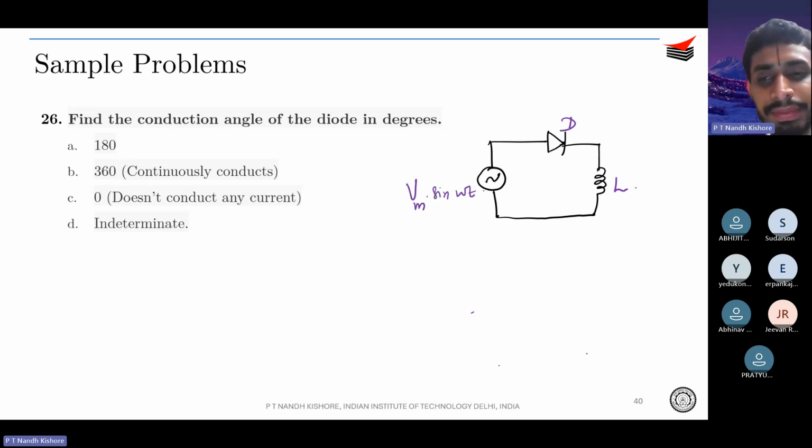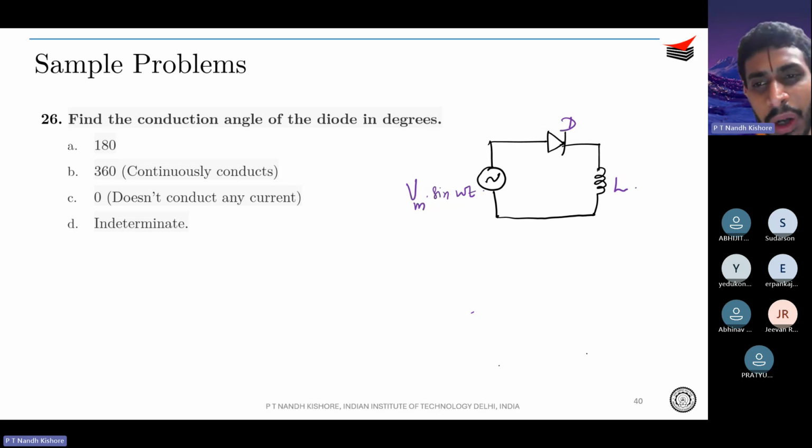Okay. This is a pretty interesting question. Find the conduction angle of the diode in degrees. 180 degree, 360 degree, 0 degree, indeterminate. So nothing is given. So no value of Vm, no value of omega. Assume this is a 50 hertz signal, and then you have an inductor. No value of L is given. Just find out the angle in degrees.